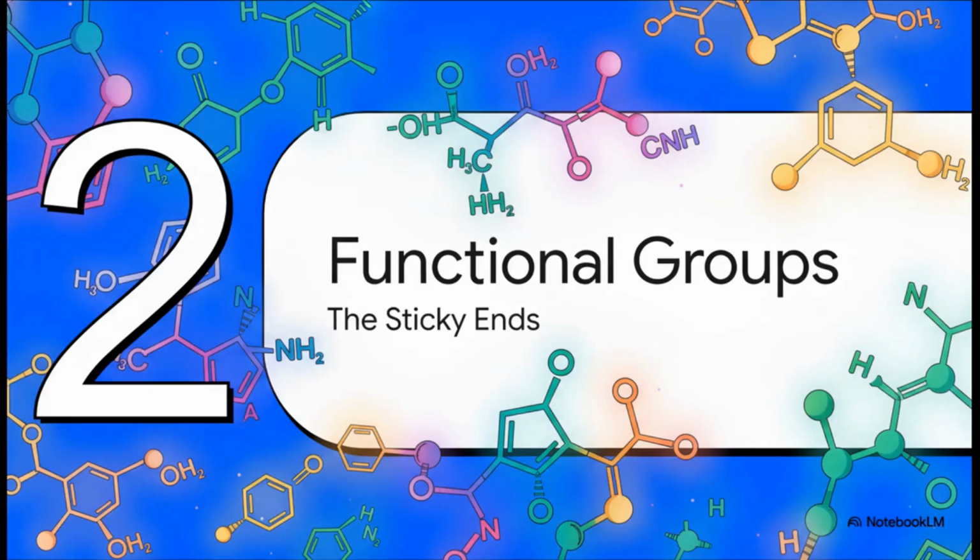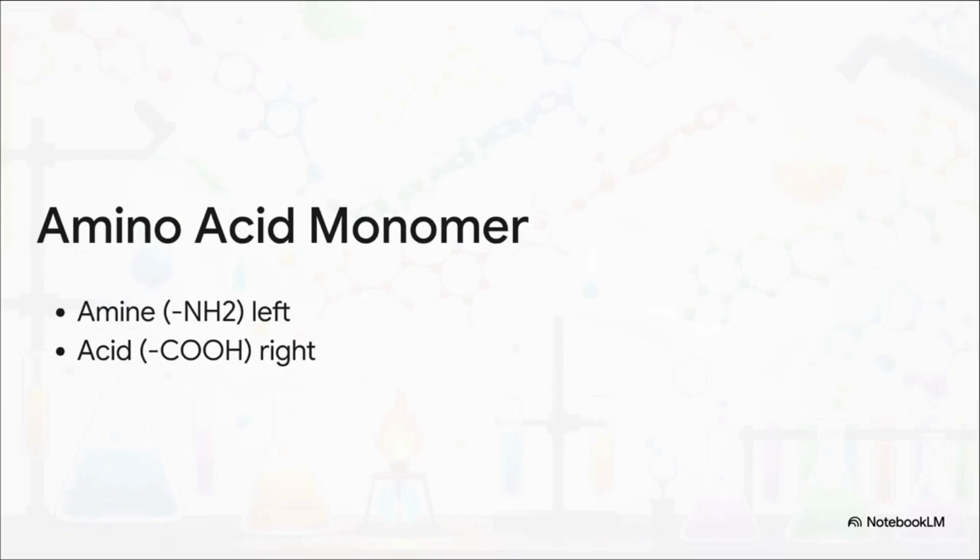On to Section 2, Recognizing Functional Groups, Identifying the Sticky Ends. Now that we know the two main types, we really need to look closer at the building blocks themselves. Recognizing specific groups is absolutely key to identifying the whole polymer. Let's look at the anatomy of an amino acid monomer, which, spoiler alert, is incredibly common in CSEC questions.